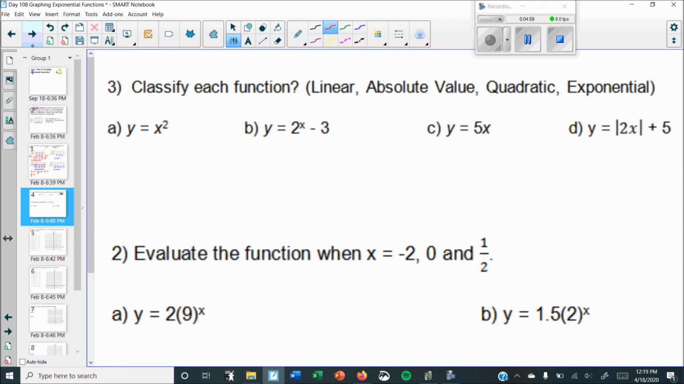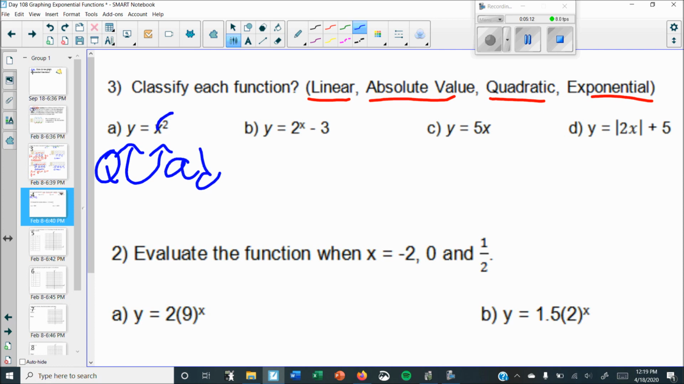So these are the four big ones we've learned this year: linear, absolute value, quadratic, and exponential. So when you graph this one, it's a U. What would that be? Quadratic. Remember, if you see the 2, it's a U. So that one is quadratic. This is the new one. If the x is an exponent, then it's exponential.